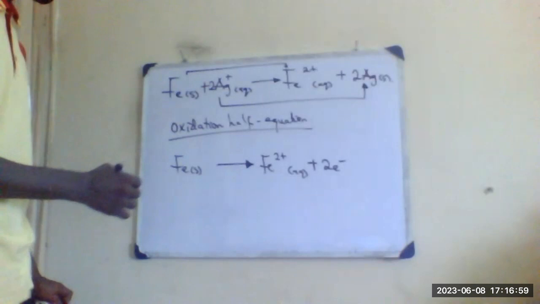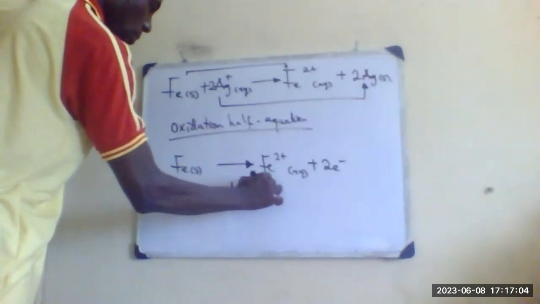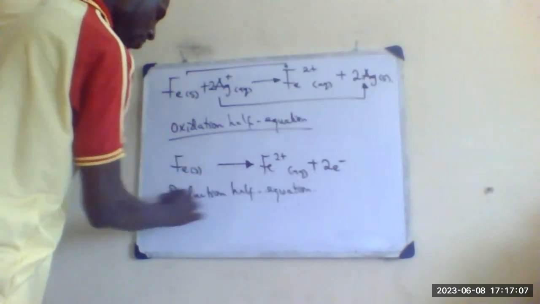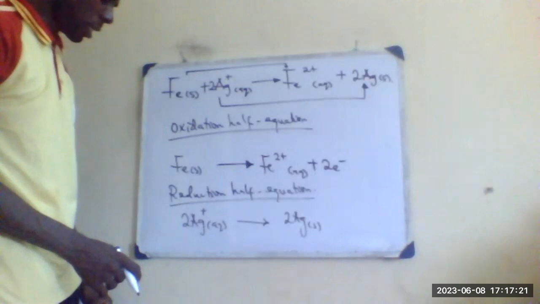Then we'll come to the reduction half equation. It will be 2 Ag+ aqueous, the silver ion, going to 2 Ag. If you check here, the oxidation number here is +1, here is 0. So we are adding electrons to the left hand side, that will be 2e minus. So this is your balanced reduction half equation and balanced oxidation half equation.